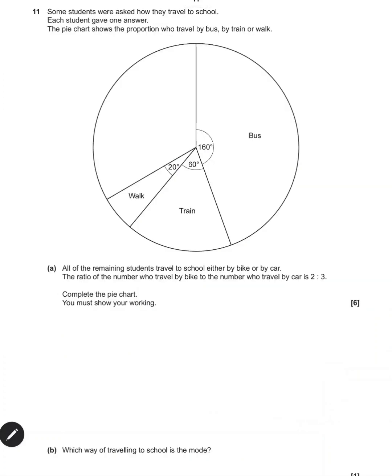Question 11, we've got some pie chart work to do. We've got bus, train, walk, and then a space here for bike or car. So I need to really know how much angle I've got left for bike and car. So what I'm going to do is just add up the angles that have been used. We've got 160 for bus, 60 for train, and 20 for walking. If we add those together, 6, 12, 14, and then 1 add 1 is 2. We've used 240 degrees of this pie chart, meaning over here, I can figure out what's left.